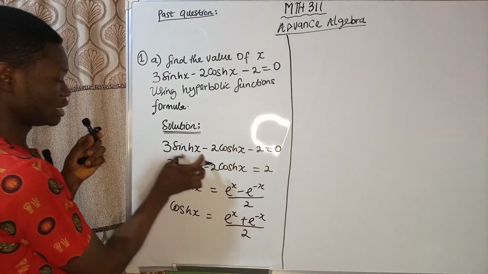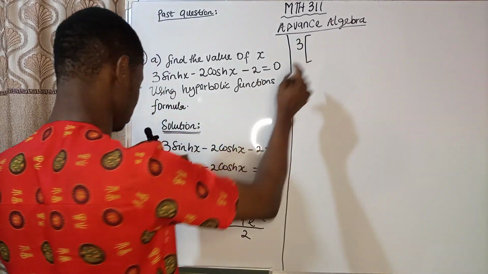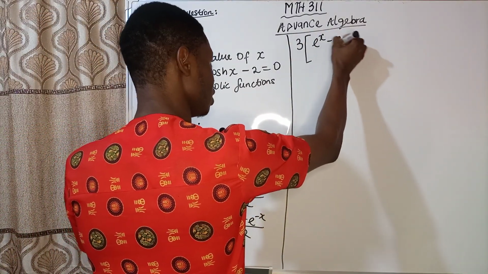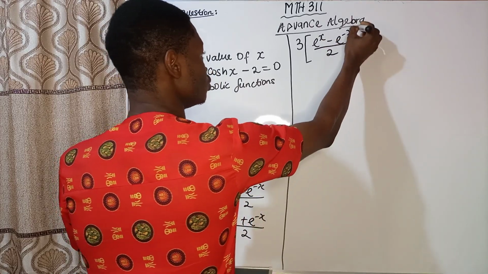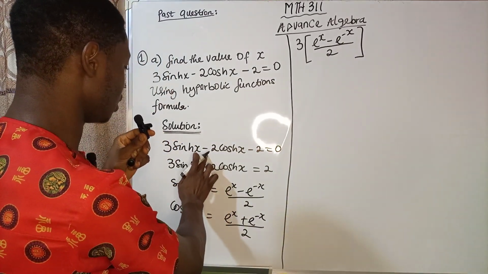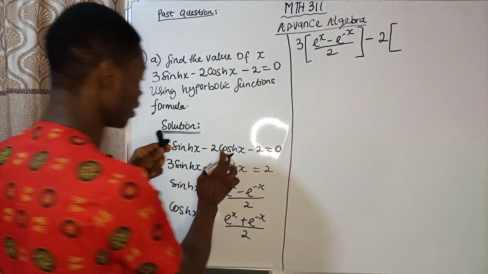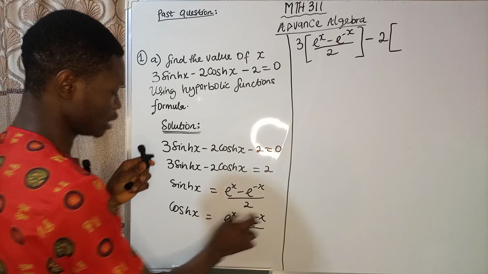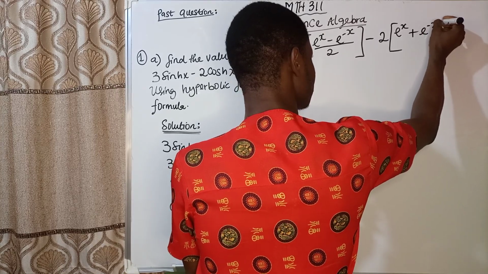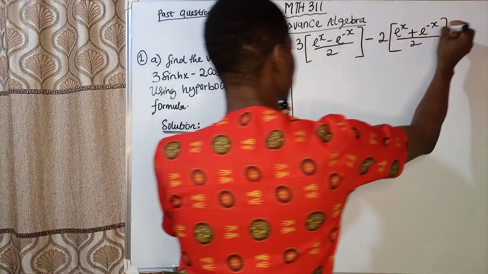So let's start from this place. We are going to put these into the equation. We have 3 brackets, sinh x is e raised to the power of x minus e raised to the power of minus x, all over 2. We close the bracket. I hope you are following. Then we put the minus sign here: minus 2 brackets, our cosh x, see cosh x here, e raised to the power of x plus e raised to the power of minus x, all over 2. We close the bracket.